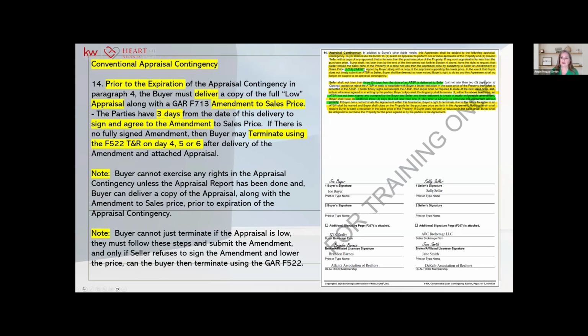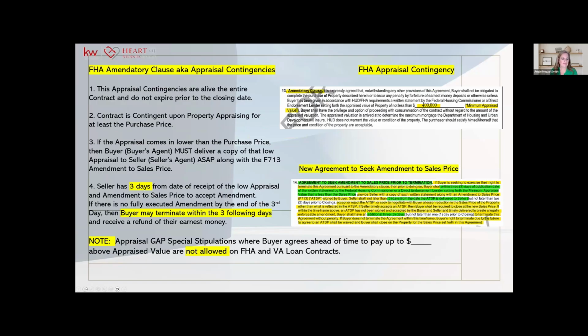So the timeline here is very tight, and the seller has 3 full days to try to negotiate, try to accept whatever the amendment that is proposed regarding the low appraisal. It's either fully executed and locked down at the end of that 3rd day, or it's not. If not, buyer has a very limited 3-day window, day 4, 5, or 6, to send a unilateral termination for that reason. Let's look at the forms. And then I'll come back to this.